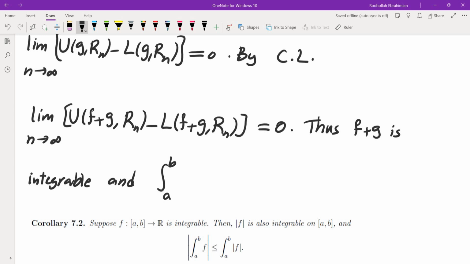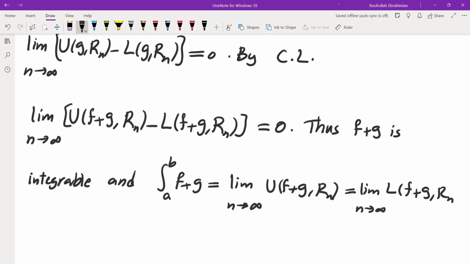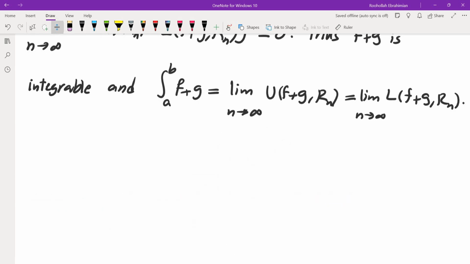and integral from a to b of f plus g is equal to the limit as n goes to infinity of upper sum for Rn, and is also equal to the limit as n approaches infinity of lower sum for f plus g relative to the sequence Rn. Now let's prove that in fact this would have to be the sum of the integrals. If you look at the upper sum of f plus g relative to Rn, we showed that this is less than or equal to the sum of the two upper sums.